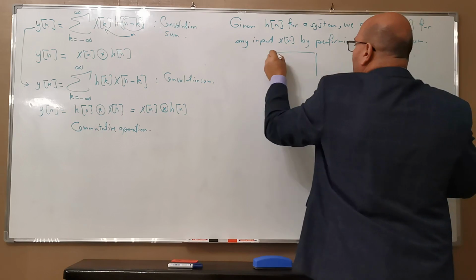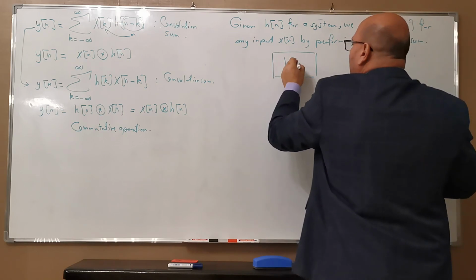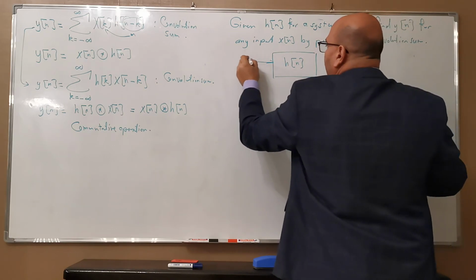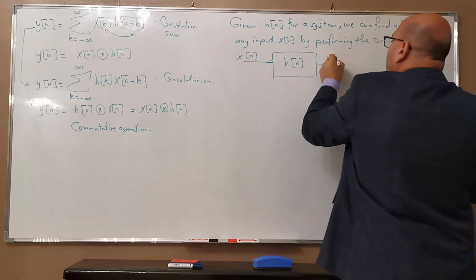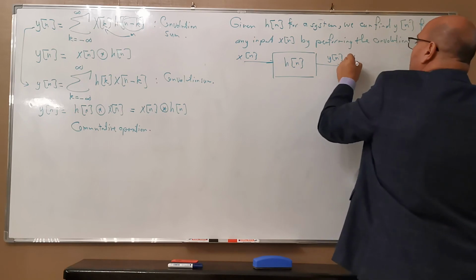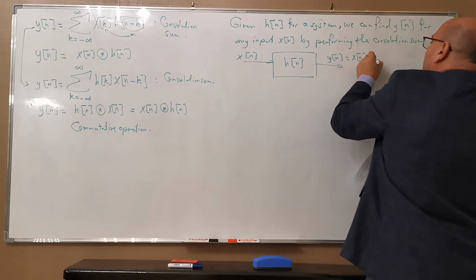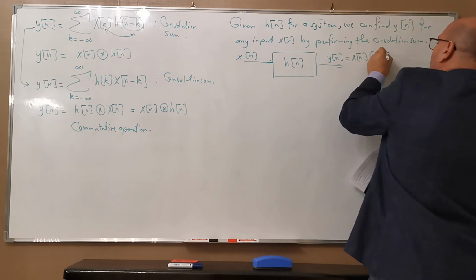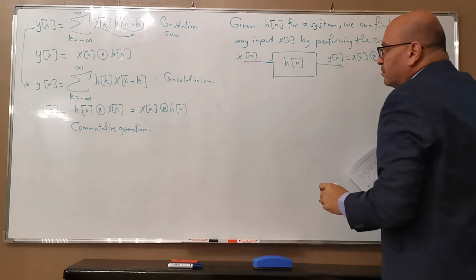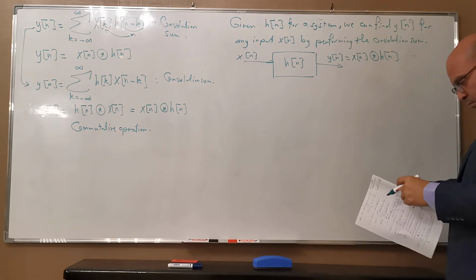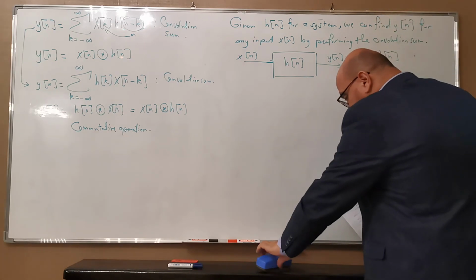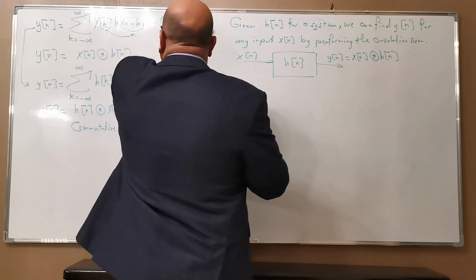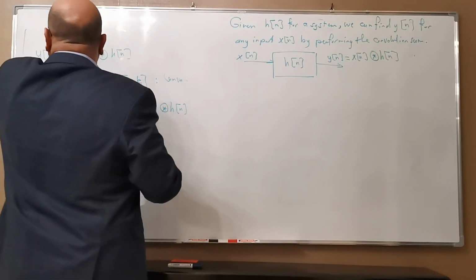It means that if you have h of n, you apply x of n, and you get y of n to be equal to x of n convolve star with h of n. Okay. Let's take an example and see how we are going to perform this.